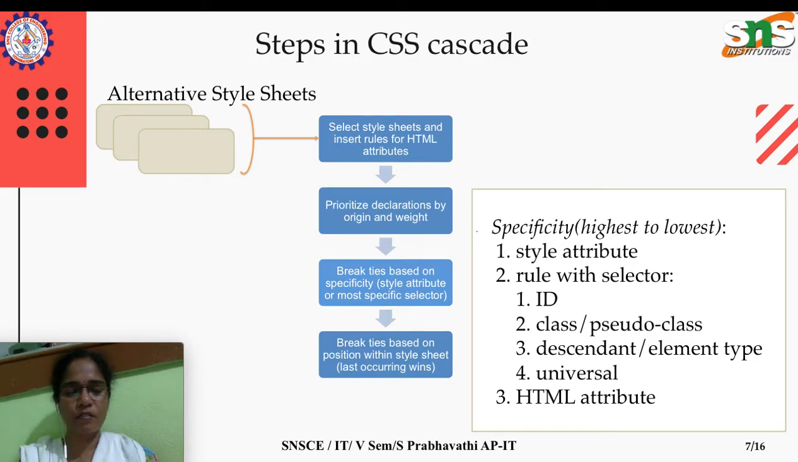Rule cascading: there are n number of ways. Alternate style sheets mean that for a single web page there are different styles applied, so the browser has to choose which one. The browser has to decide which style has to be applied based on the origin and the weight. After picking the style from either the embedded or external style sheet, the browser has to prioritize by the origin and the weight of the style, followed by breaking ties based on specificity.